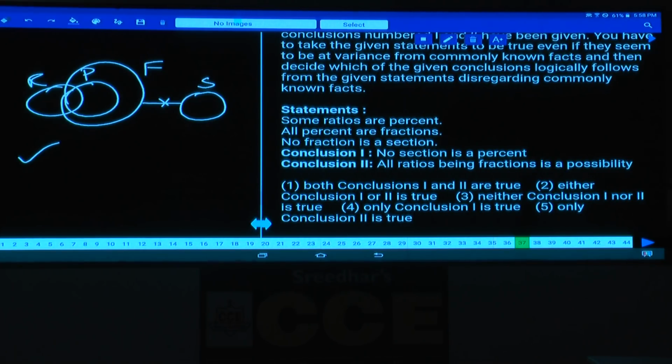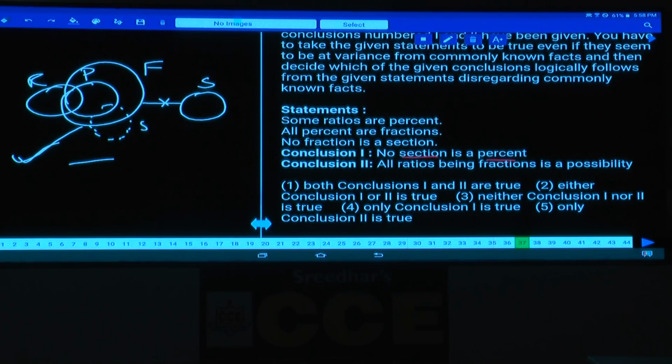And the second one is a possibility. Now the first one is a negative conclusion which is true. To make this one false, we should draw the complementary pair. No section is percent means now we should prove some sections are percent. Section and percent should be intersected like this. Now tell me whether I can draw my section like this. If you draw section like this, "no fraction is section" will be false. Statement invalid, alternate diagram cannot be drawn, this will be true forever.